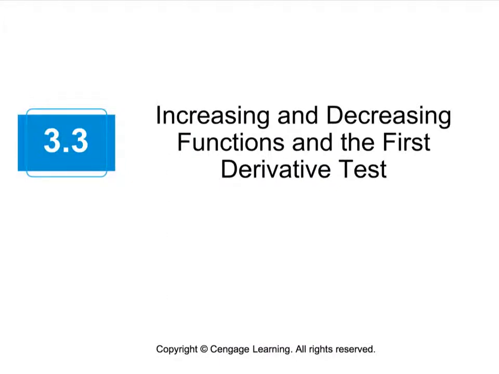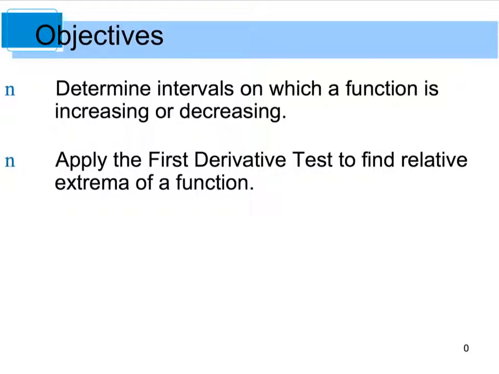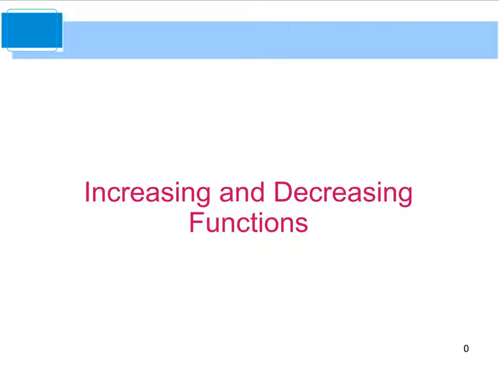Hello and welcome back to Chapter 3. Today we're going to look at 3.3, which deals with increasing and decreasing functions and the first derivative test. So our first objective will be to determine the intervals in which a function is either increasing or decreasing, and then we're going to apply the first derivative test and find relative extrema of the function. So let's go ahead and take a look at the increasing and decreasing functions.